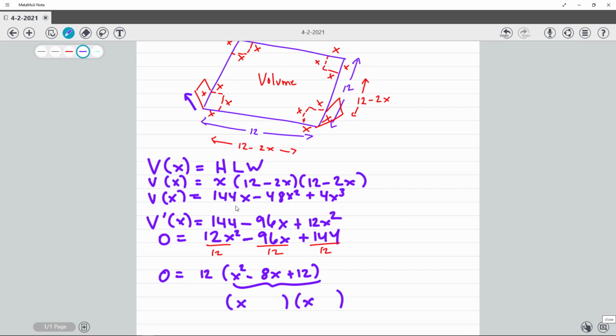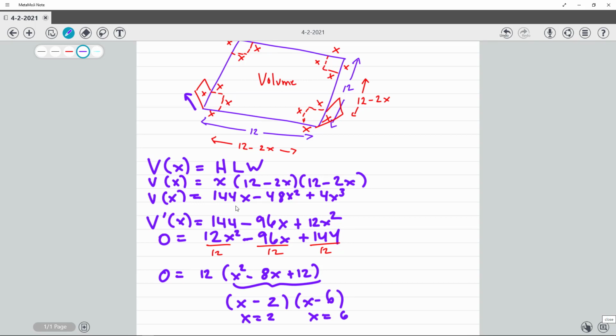x and x, two values that you multiply to get 12, 6 and 2. It has to be a negative and a negative, positive 12, and then that value. So I get either x equals 2 or x equals 6.